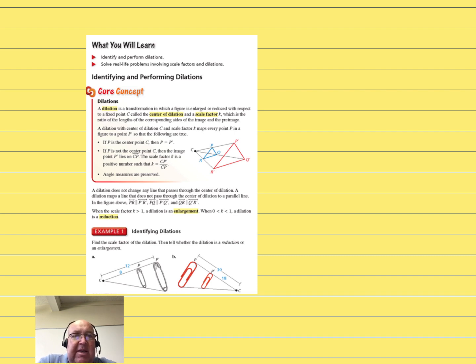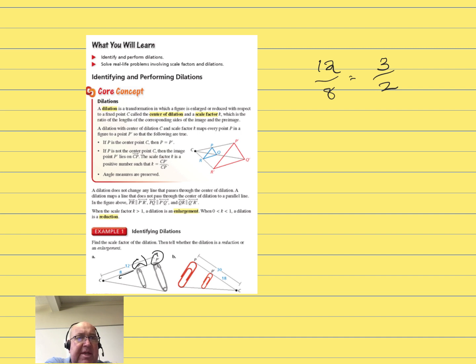So we're going to look at example A. We have our original figure of P, which is 8 units from the point, and our dilated point P prime, which is 12 units from our point. So we're going to go 12 over 8 and reduce that to a fraction. We can take 4 out of both of those. So this was dilated at a 3 to 2 rate.